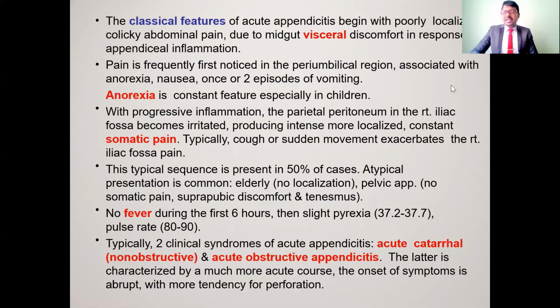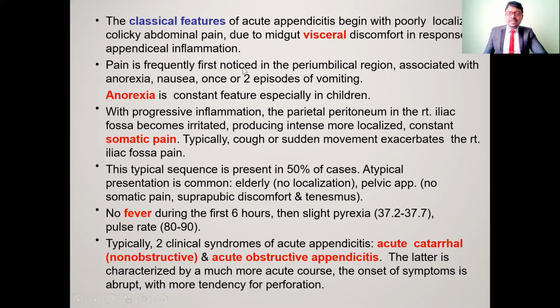If you see the classical features of this pain in appendicitis, just now we discussed acute appendicitis. It begins with poorly localized colicky abdominal pain, surrounding the navel or umbilicus region. The pain is a midgut visceral discomfort in response to the appendiceal inflammation. Because of the appendiceal inflammation, the midgut gets involved, and the pain around the umbilicus becomes severe.